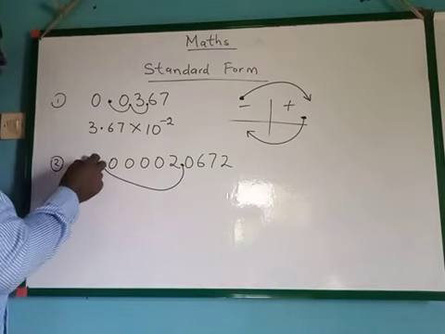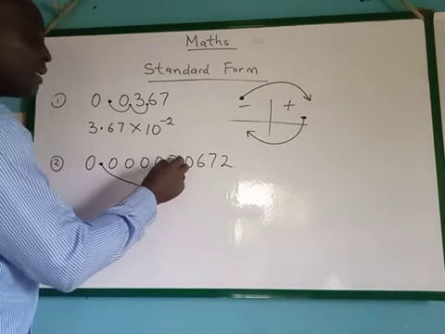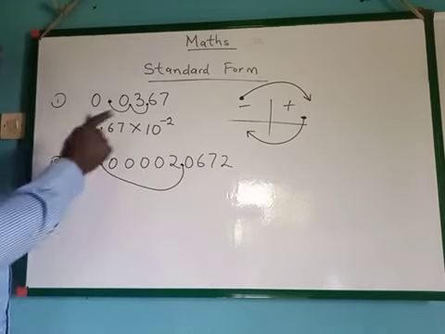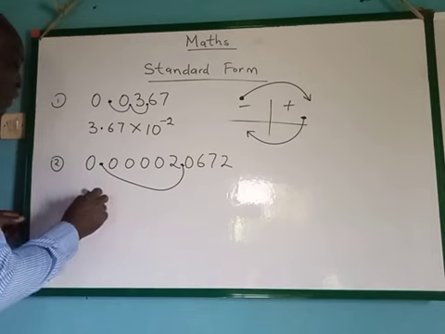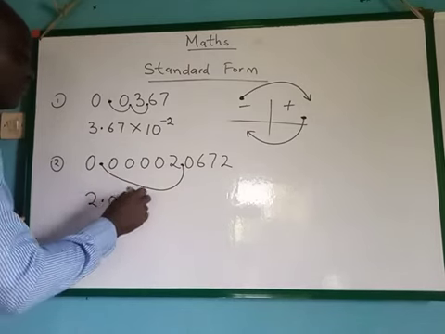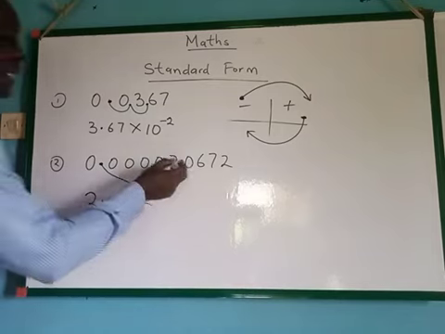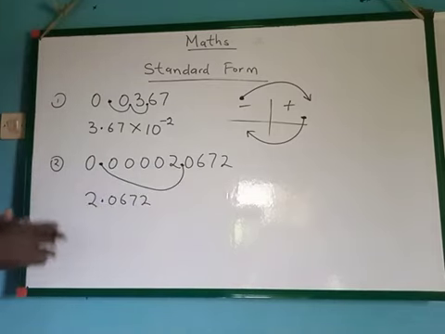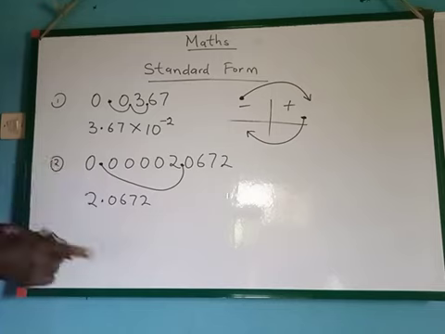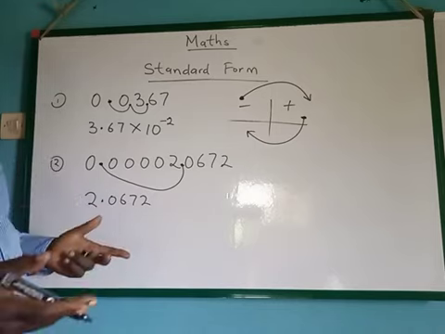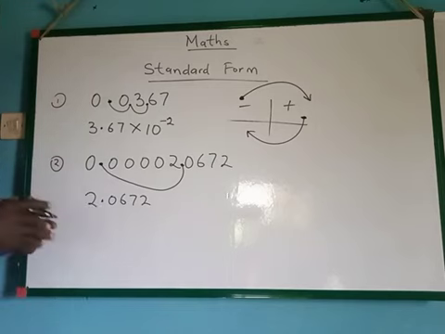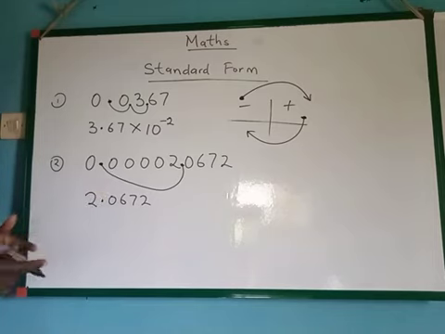Now look at it. If I move these points to here, it becomes 2.0672. So this is the number between 1 and 10. If I move it across the 0, it becomes 20.672. So we are not looking for numbers that are greater than 10. We say numbers that are between 1 and 10. So 2.0672 is a number that is between 1 and 10.